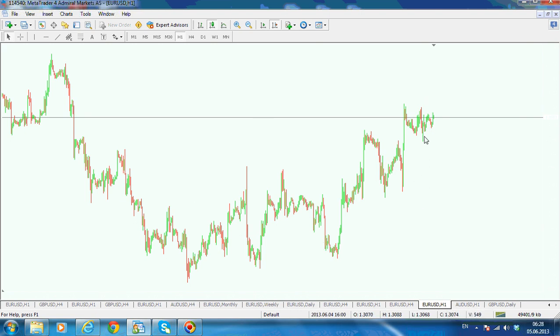Sorry, and this structure looks corrective, as being part of a contracting triangle. As you can see here, this is a possible contracting triangle. Something like this, and contracting triangles are being formed out of 5 different waves.